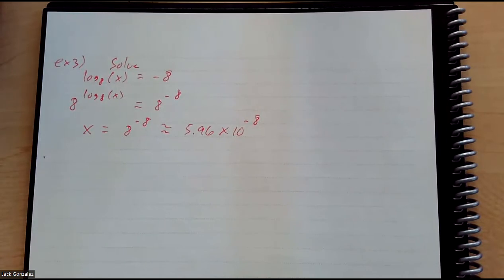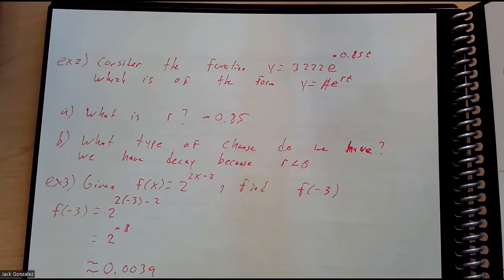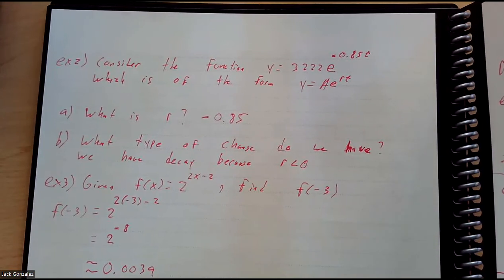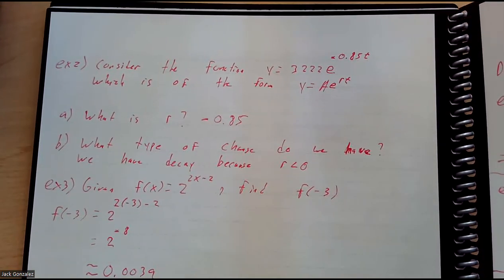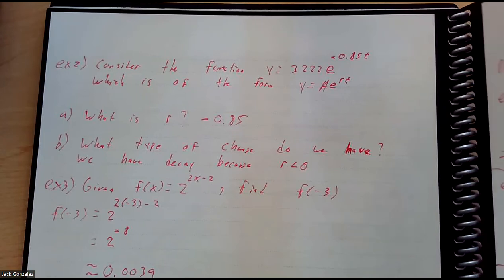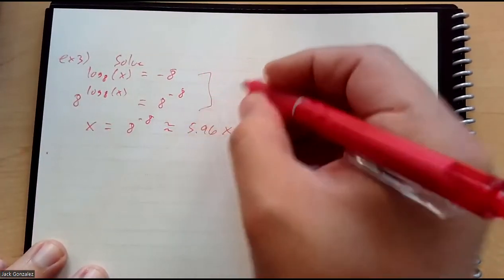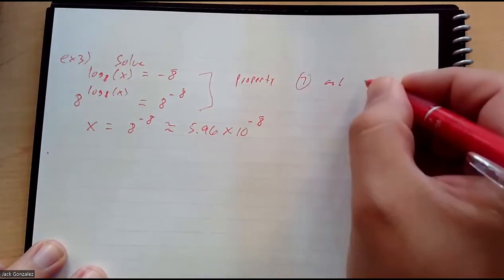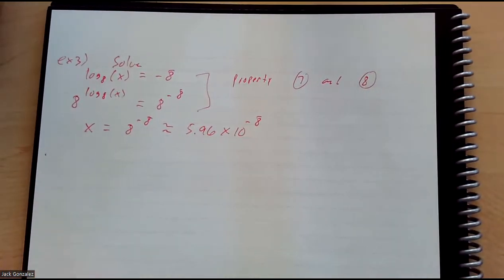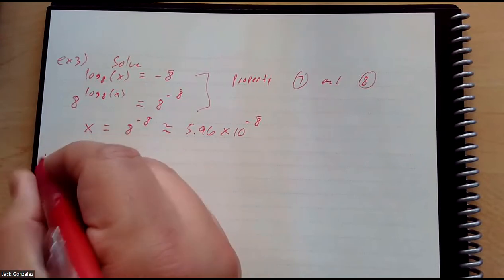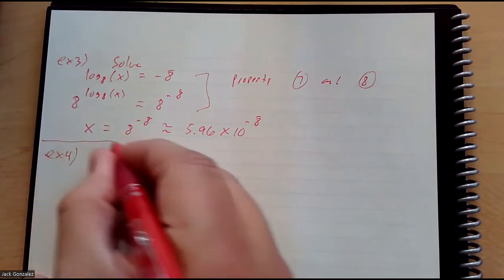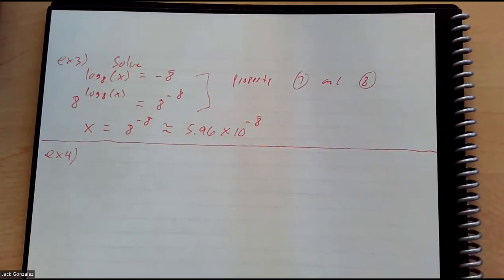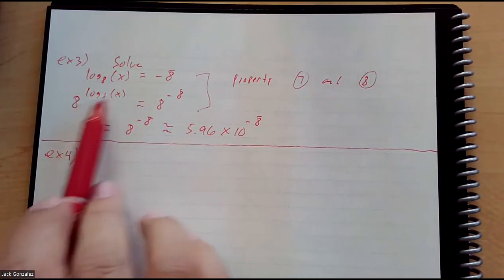So we use property, what is that? 6. So from here to here, we're combining properties 7 and 8. Any questions on number 3? Is that clear? All right. You see, we brought the 8 in and the 8 canceled the log.